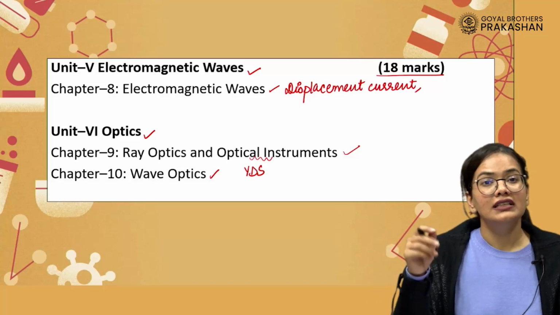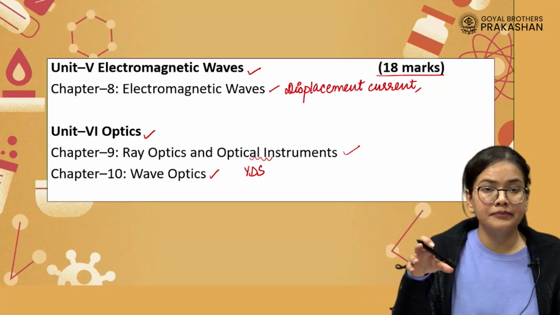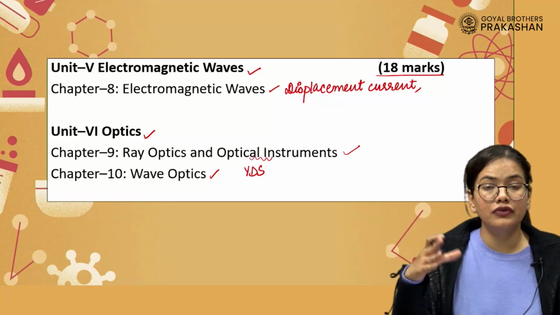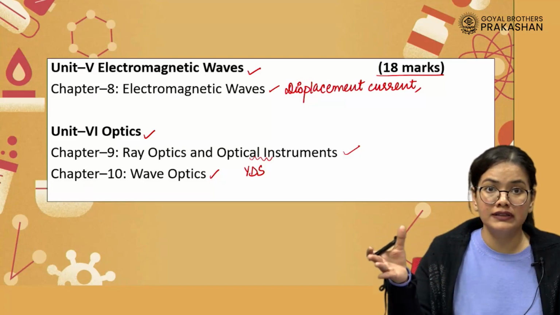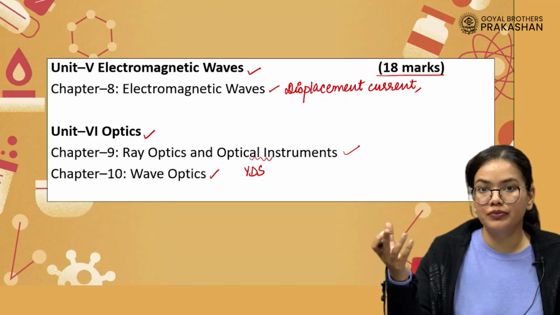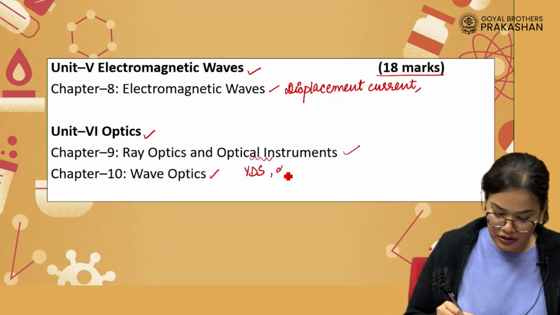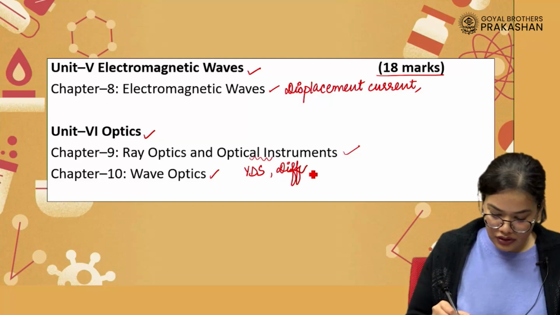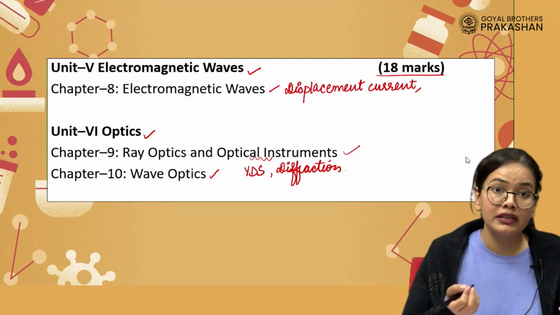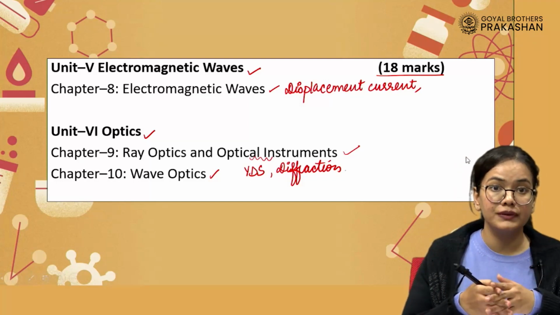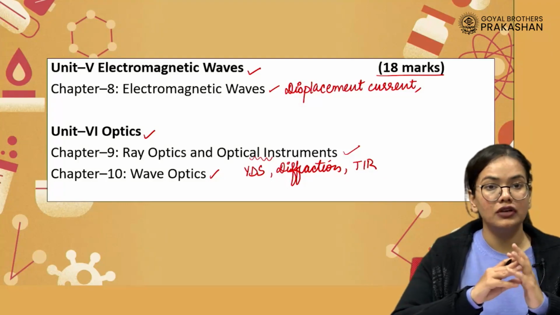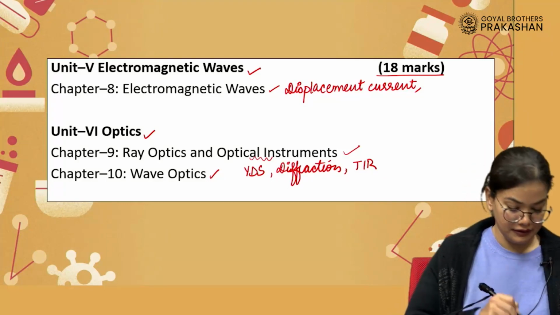In this, certain derivations are deleted, but you should know what the path difference should be for a dark fringe, what it should be for a bright fringe, and how the setup of the experiment looks. Diffraction becomes important here, resolving power, and the conditions in the case of diffraction. Then total internal reflection is also a part of it. So, these topics become important.